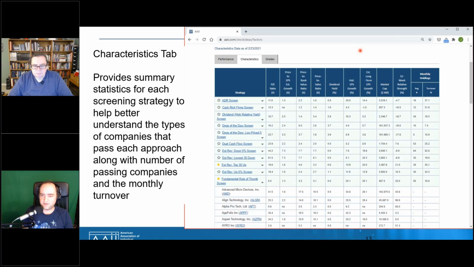Another question along the same vein, this time about the Buffett-Hagstrom screen. Jane writes in and says, I'm surprised by this screen of late. It seems that some of the passing companies have very high PE ratios. How can this be if Buffett is a quote unquote value investor? Well, that's an interesting point.